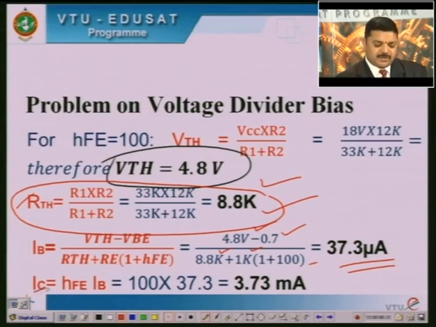Now, let us find out IC. IC is given by HFE into IB. HFE or beta, both are the same, beta into IB or HFE into IB, which is 100, since HFE is 100 in this first case, and IB is found to be 37.3 microamps. Therefore, IC we obtain as 3.73 milliamps.